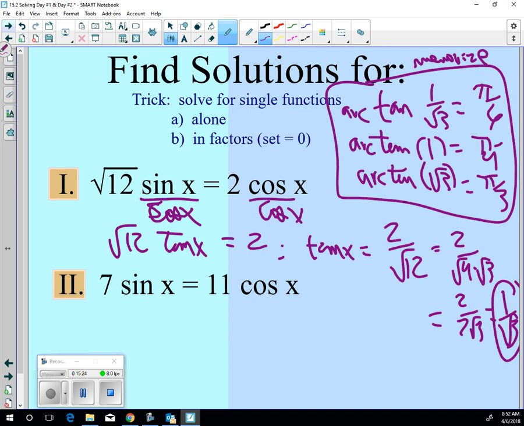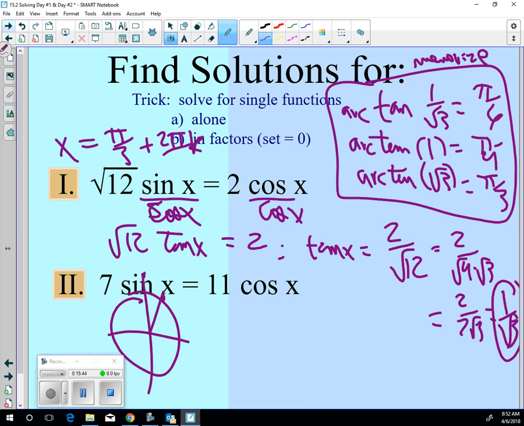So for this one, your answer is x equal to pi over 3 plus 2 pi k. But on the unit circle, where's the other place where this is going to be true? Down here, right? So I think that's 4 pi over 3. So we're going to have 4 pi over 3 plus 2 pi k. So there's how you throw the tangent into the mix. This you'll use your calculator, but I'm not going to worry about it.